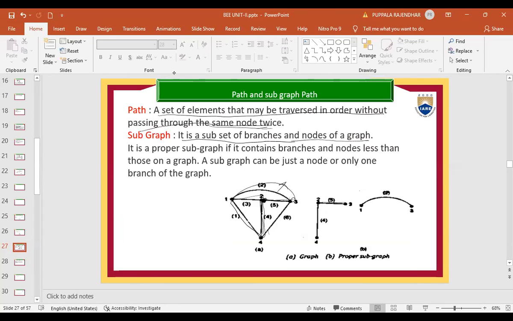Give some more examples. Some more examples, sir. We have plenty of circuits in the next slides, right? We will discuss all. Okay. In the next slides, we will discuss.